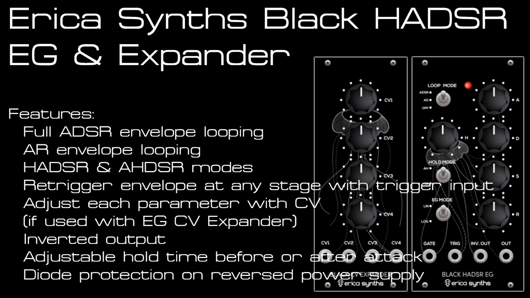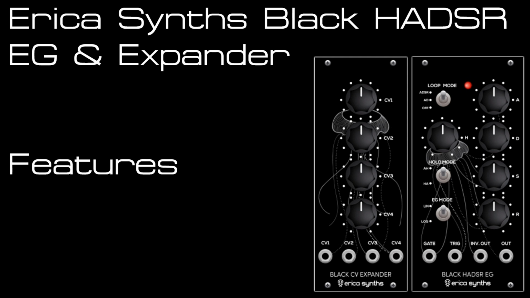Here's the Erica Synths Black Series envelope generator that's 5 stages, either HADSR or HDSR. We've also got the expander. The envelope's got 2 looping modes as well as a standard gated envelope generation, along with a switch for linear or logarithmic shapes, a retrigger input on both standard and inverted outputs, and that inverter adds CV over the ADSR stages. Here's the envelope and expander, and I'll go through the envelope's features.